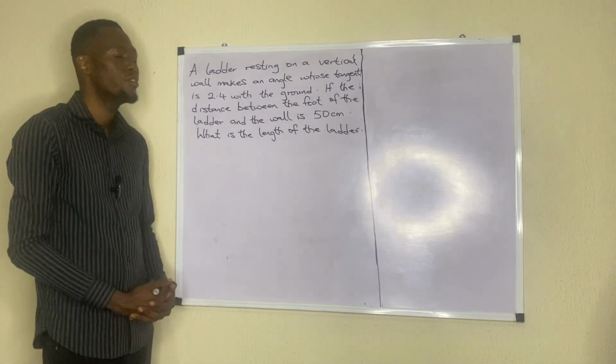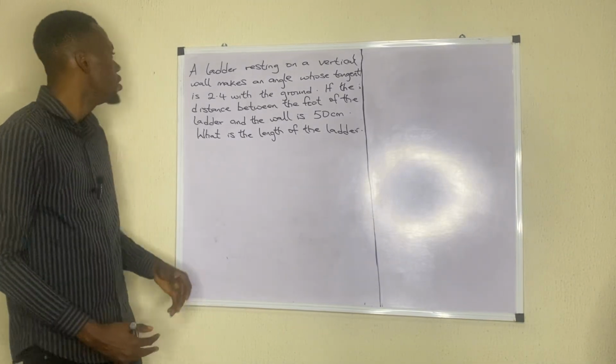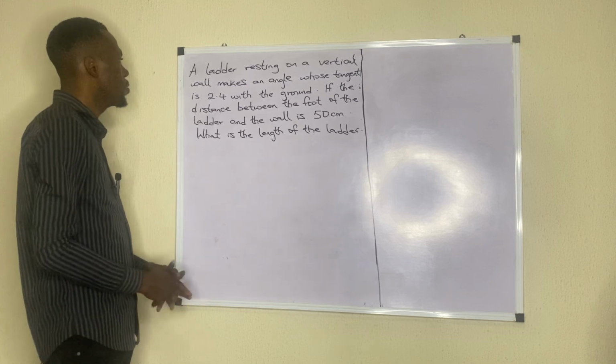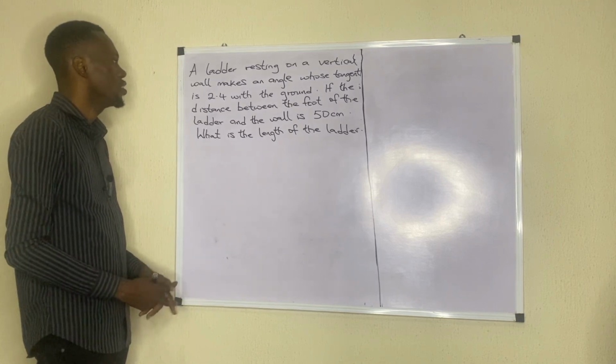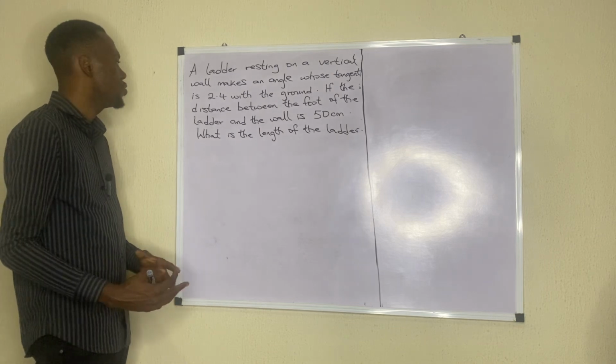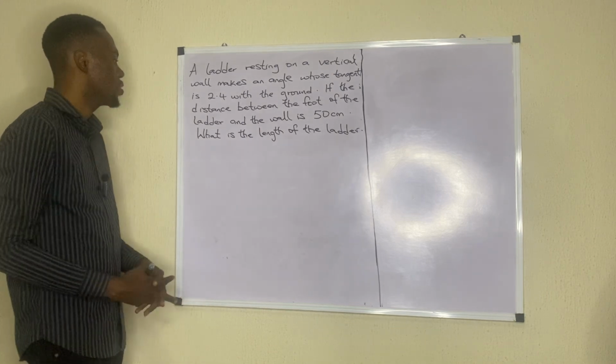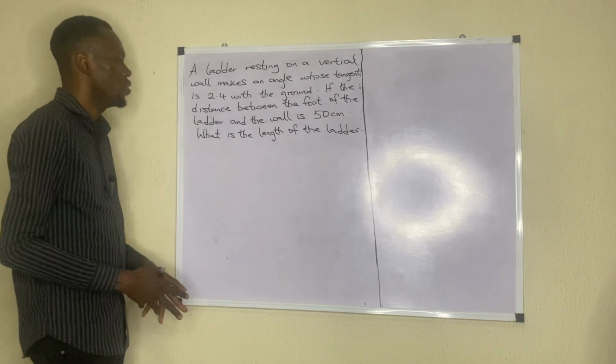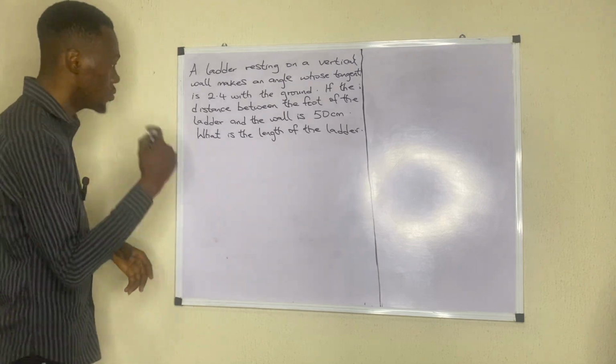This is question number 4 of my year 10 examination. It says a ladder resting on a vertical wall makes an angle whose tangent is 2.4 with the ground. If the distance between the foot of the ladder and the wall is 50 centimeter, what is the length of the ladder? Let's draw the diagram for this.